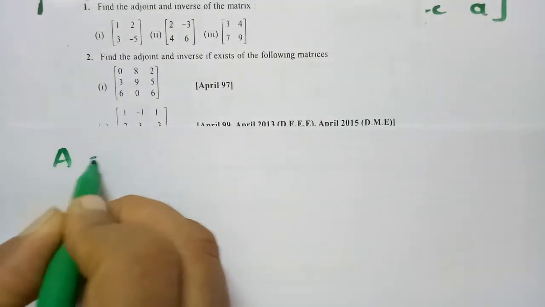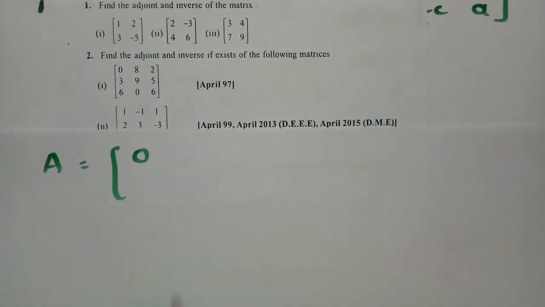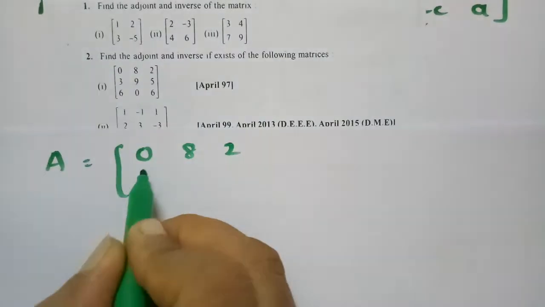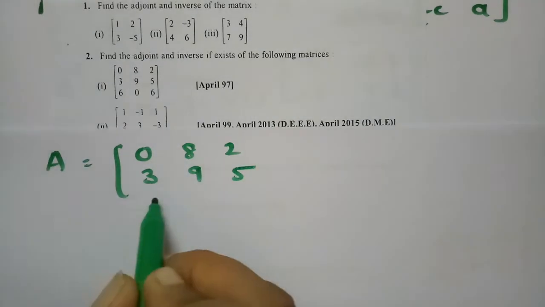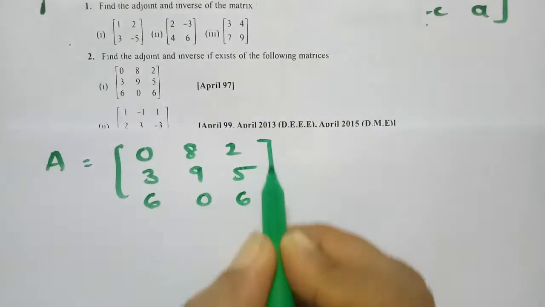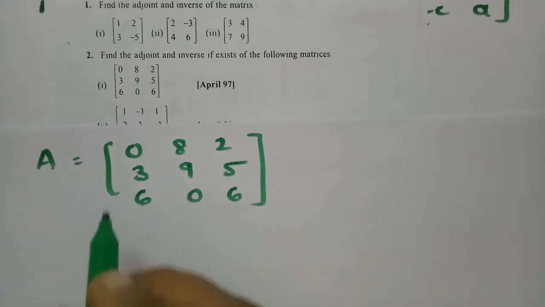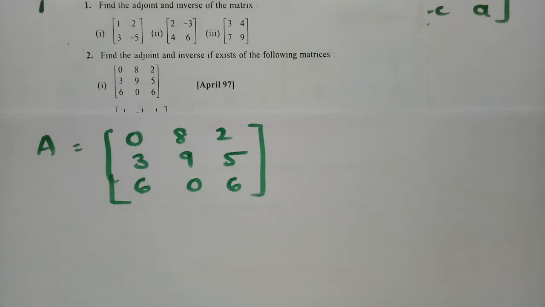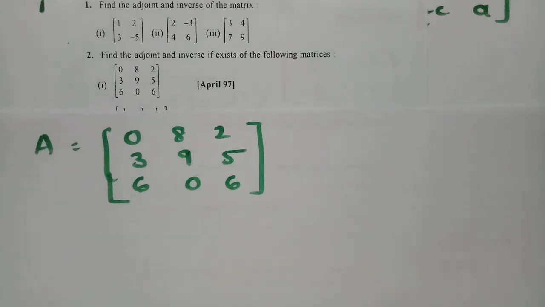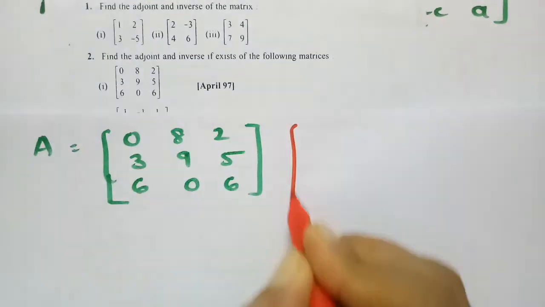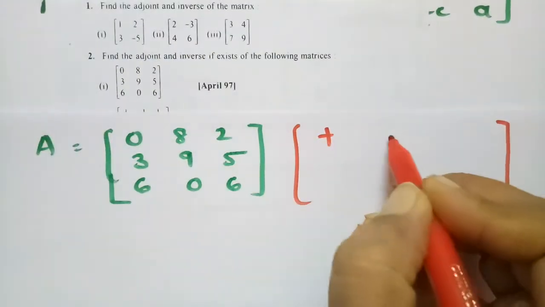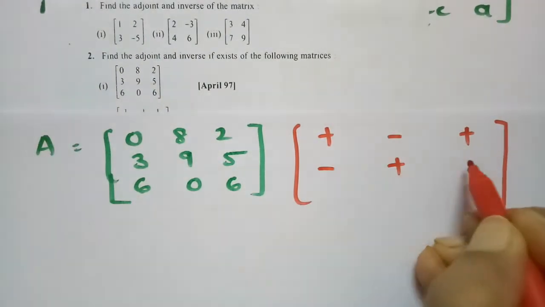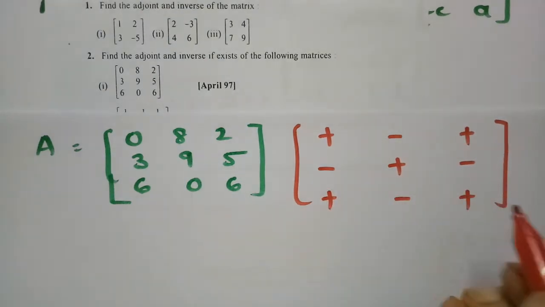Here A is equal to the matrix with first row 0, 8, 2, second row 3, 9, 5, and third row 6, 0, 6. For finding the adjoint, first of all, we have to find the cofactor of the matrix. In my previous videos, I gave you vivid clarity on finding the cofactor, and here I am doing it straight away. See, this is the sign pattern: plus, minus, plus, minus, plus, minus, plus, minus, plus.